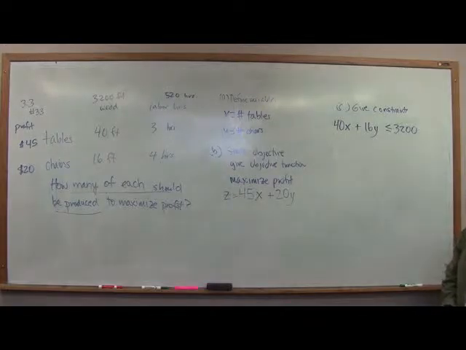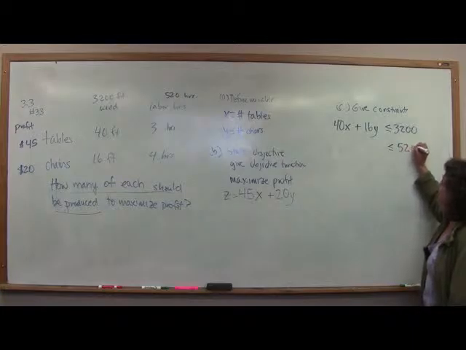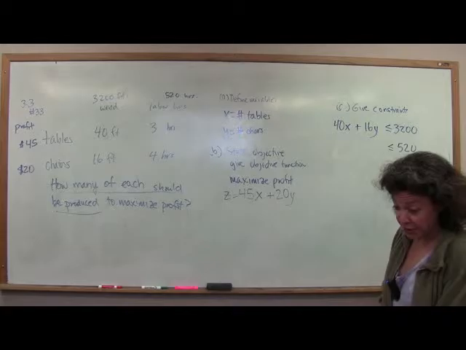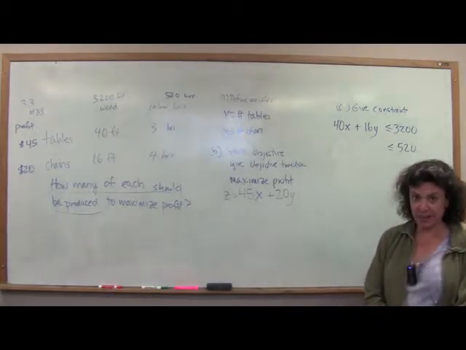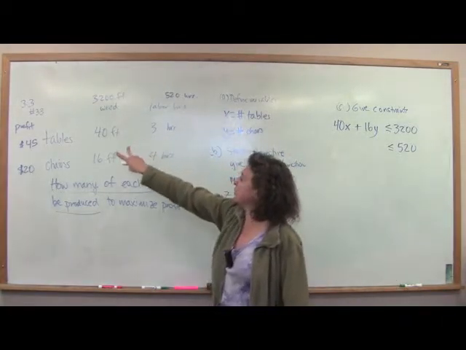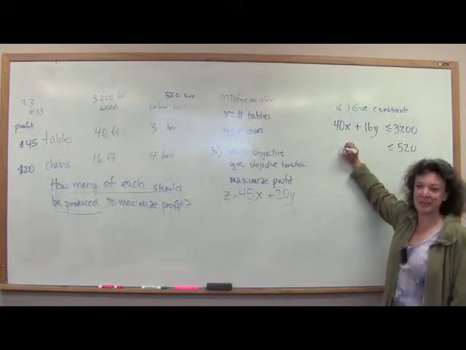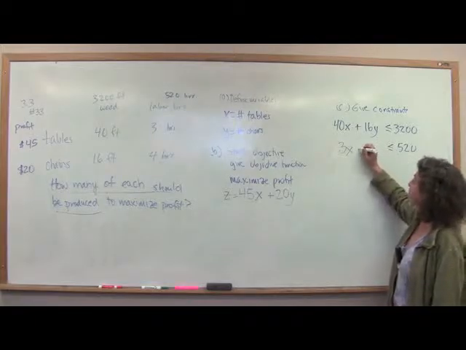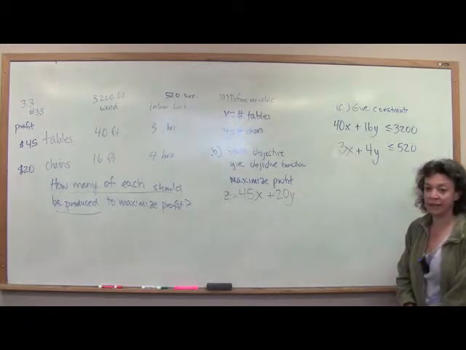Now the other constraint involves the number of labor hours available. They have a maximum of 520. So the amount of labor hours we can use for that week has to be less than or equal to 520. Well, the total amount of labor hours for our tables is 3 hours per table, so the total for tables will be 3x. And the total for our chairs will be plus 4y.